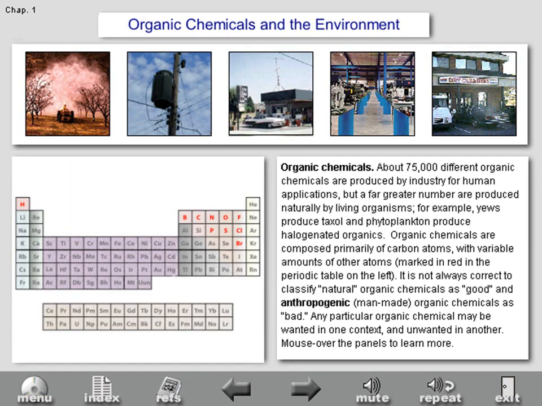The environmental fate and effects of organic contaminants can be quite different than that of inorganic contaminants. Organics contain mostly carbon, hydrogen, and oxygen atoms. Many organic contaminants also contain chlorine atoms. Mouse over the thumbnails for more information on each of the major types of organic contaminants.